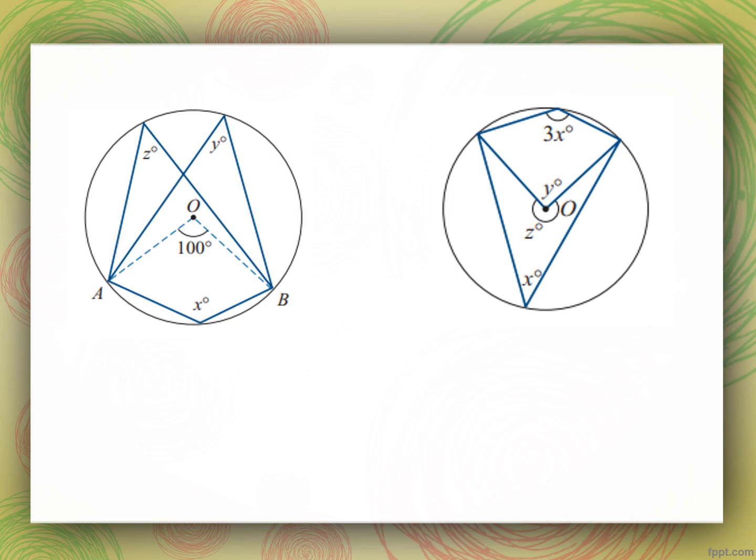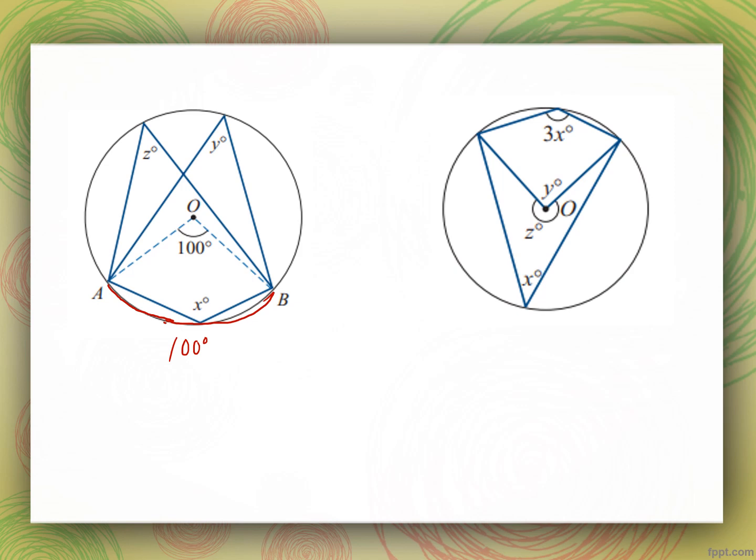Now using that, let's see. Angle AOB is a central angle. Since this is a central angle, it is equal to the measure of its intercepted arc. So here we have arc AB, and this one also measures 100 degrees.